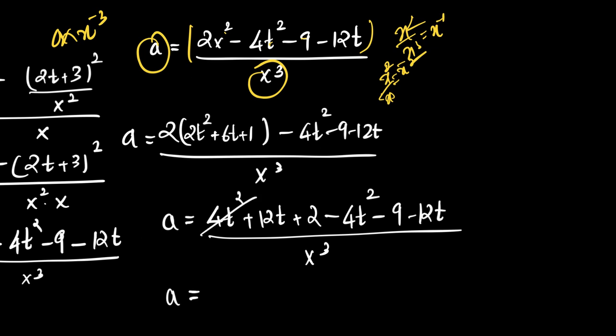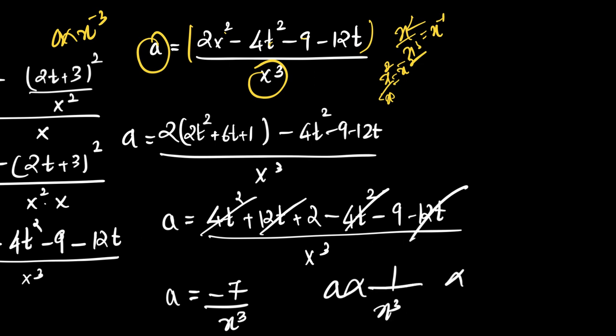See, 4t squared and 4t squared will cancel, 12t and 12t will cancel. So what is left? 2 minus 9, which is basically the relation that says a is equal to minus 7 by x to the power 3. Therefore, a is proportional to 1 by x cubed, or rather a is proportional to x to the power minus 3.